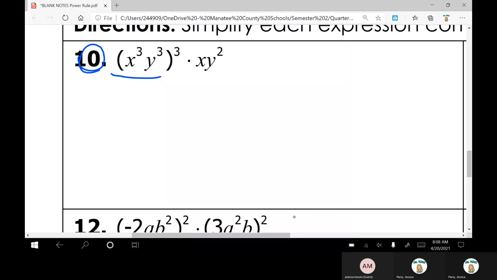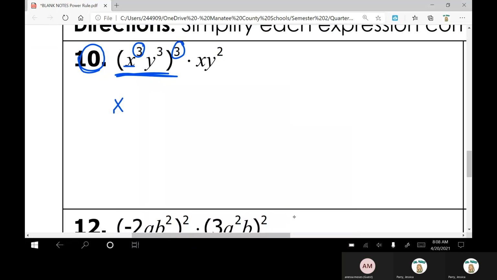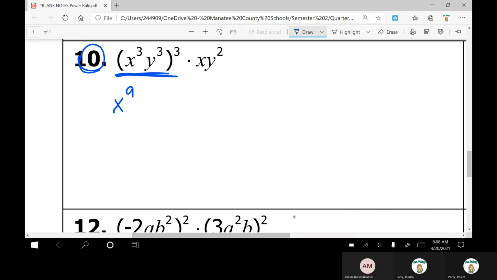So here we've got the power rule, and then eventually we're going to have to multiply everything together. So first, let's simplify our first term. So let's go ahead and do this. I've got my variable x, and we do the power rule. All you do is multiply your exponents. 3 times 3 is 9. And then I go on to my next variable, y. Here's my y. Multiply your exponents. 3 times 3 is 9.